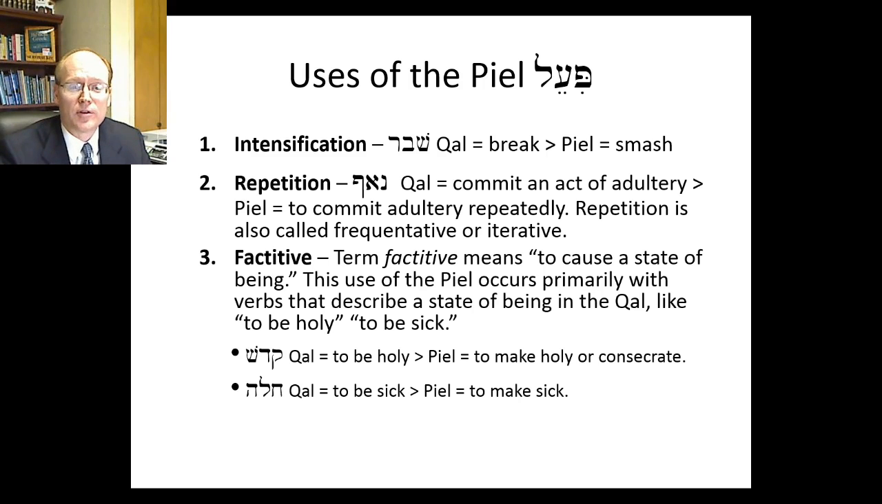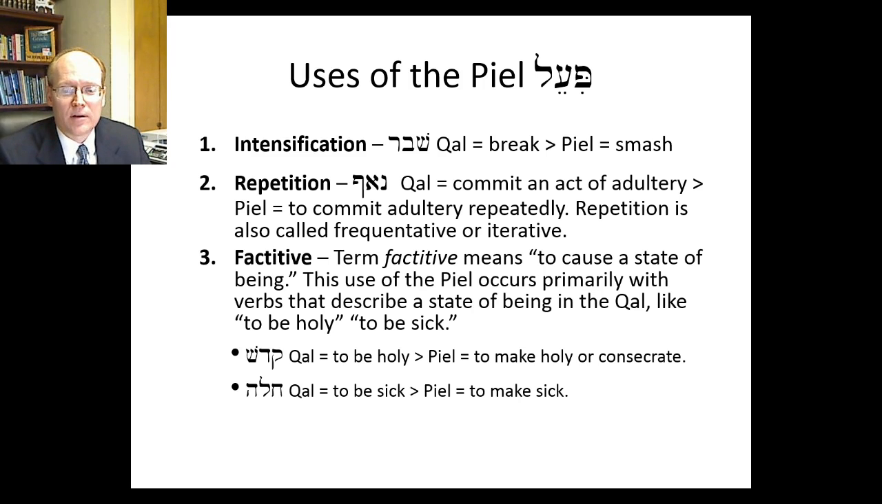For example, the verb na'af in the Qal means to commit an act of adultery, whereas in the Piel it means to commit adultery repeatedly. Sometimes the use of the Piel for repetition is also called a frequentative or an iterative. All three of those terms mean the same thing. The third use of the Piel is as a factitive. The word factitive means causing a state of being.